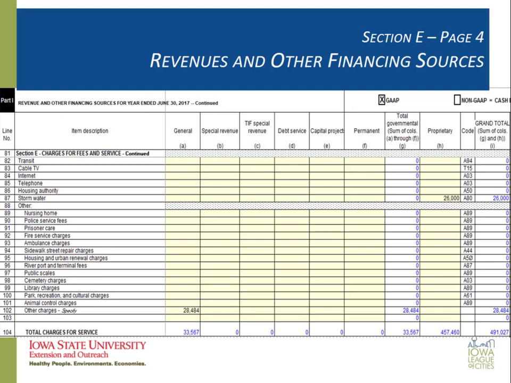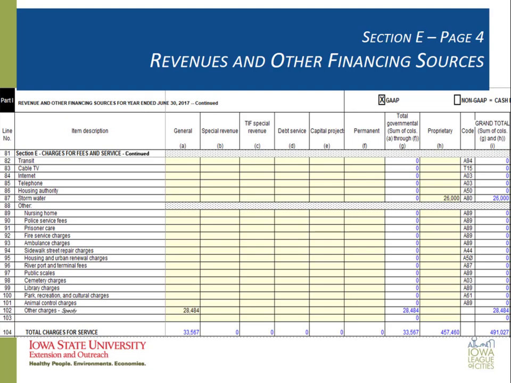It is a continuation of section E, charges for fees and service. Page 4 details out many of the items that a city might be collecting funds for. It includes cable, internet, telephone, stormwater, police services, sidewalks. All sorts of things are listed out on this page. Primarily, the revenues that you're going to report for the list on this page are either going to fall under column H, proprietary, or column A, the general fund.